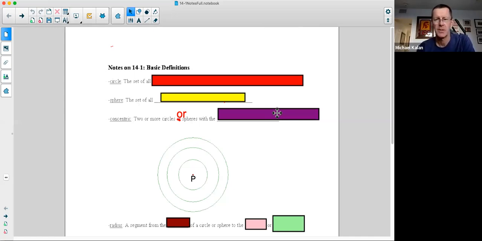Basic definitions. So pretty short lesson here, pretty basic. You probably know a fair amount of this. We've actually talked about a little of this already this year at various times. So let's start with some real basic stuff.